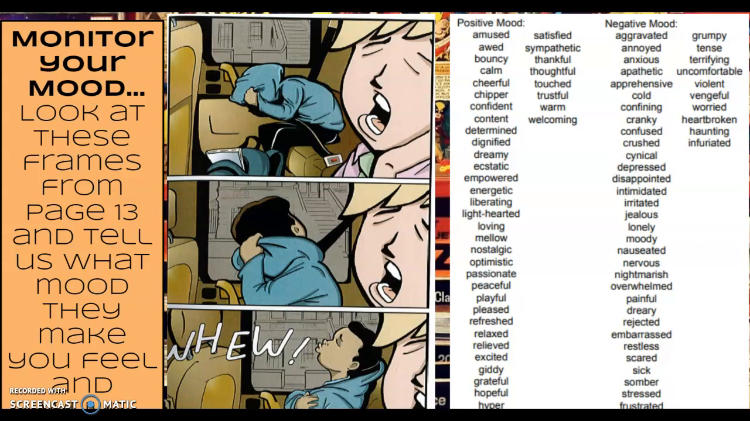Here's an example, and this is actually in the book that we're reading, New Kid. You can look at these frames on page 13 and tell what mood they make you feel and why, just based on the characters and maybe some of the words that are being said or what the pictures depict. You guys will actually be doing this question as one of your comprehension questions after you listen to chapter 1.